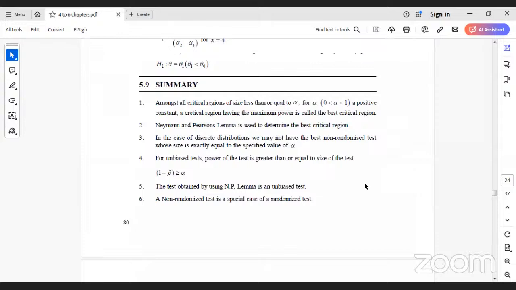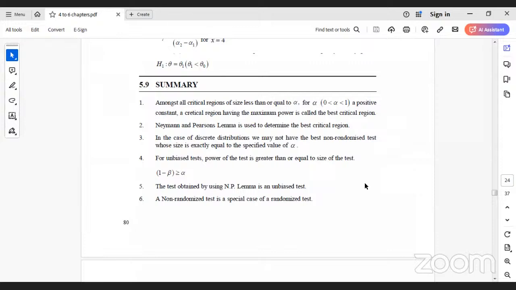Against the critical region of size alpha, where 0 is less than alpha less than 1, the critical region having the maximum power is called the best critical region. The Neyman-Pearson lemma is used to determine the best critical region. In the case of a discrete distribution, we may not have the best non-randomized test whose size is exactly equal to the specified alpha.